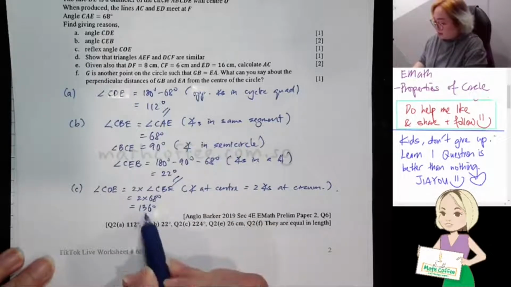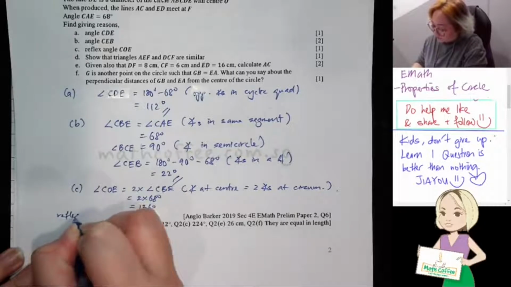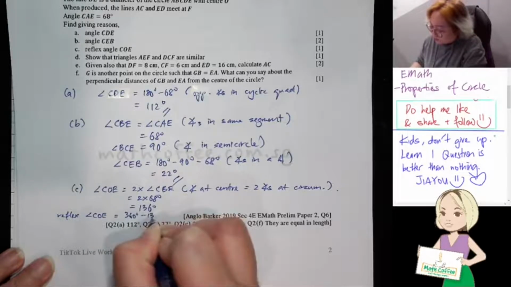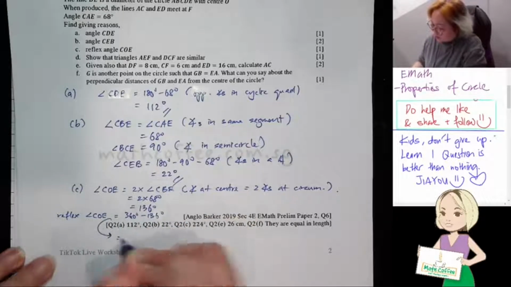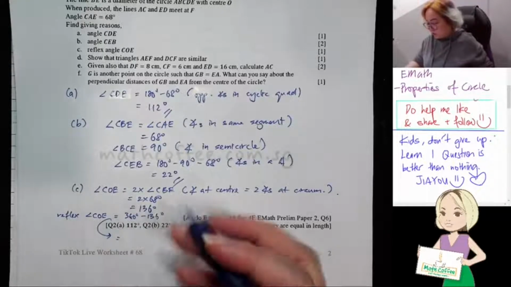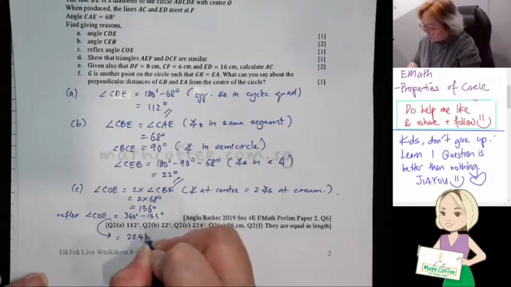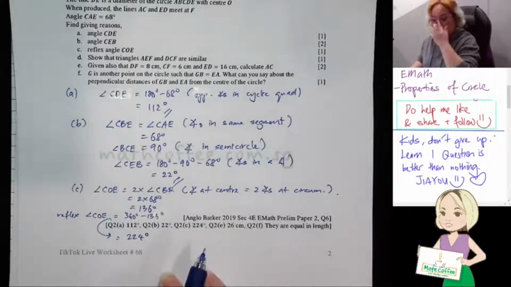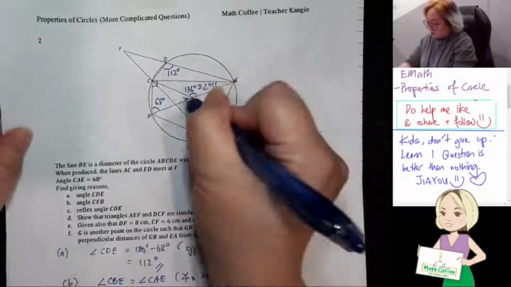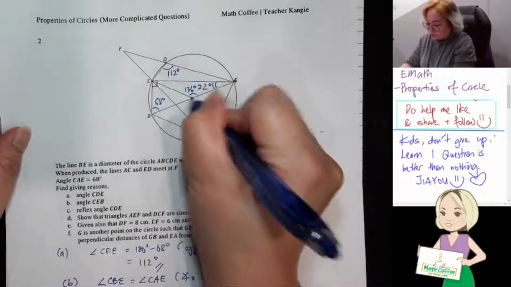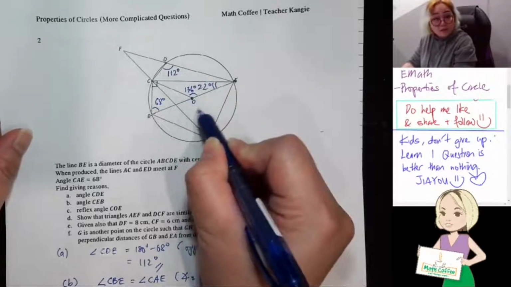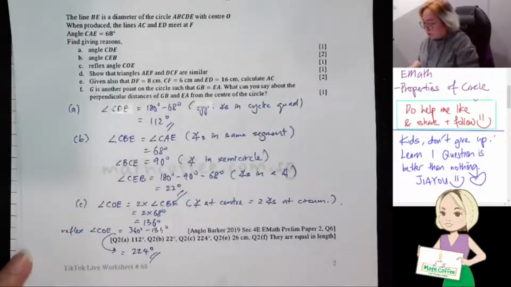So this is not done yet. So I have to say reflex angle COE is 360 degree minus 136. Okay, so 360 minus 136 will give you 224 degree, and that should be the answer. So reflex is referring to this one. But this one, I don't want to update my diagram because this is not necessary. So I will move on and see.